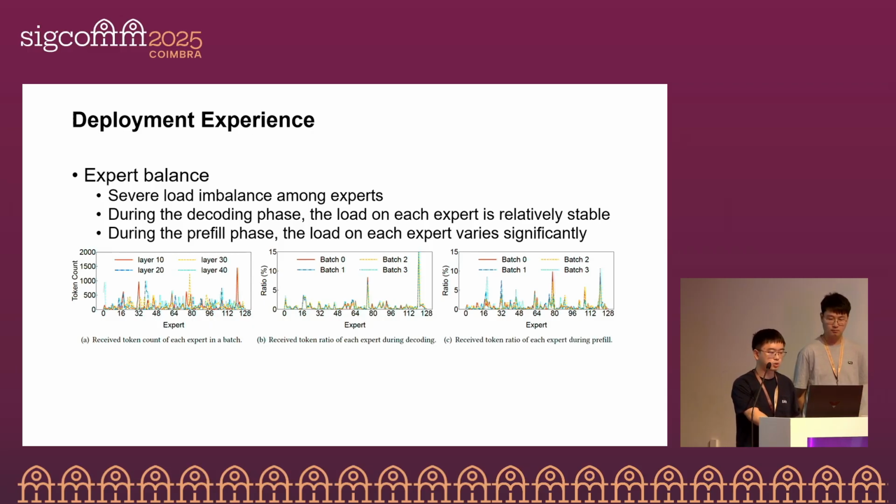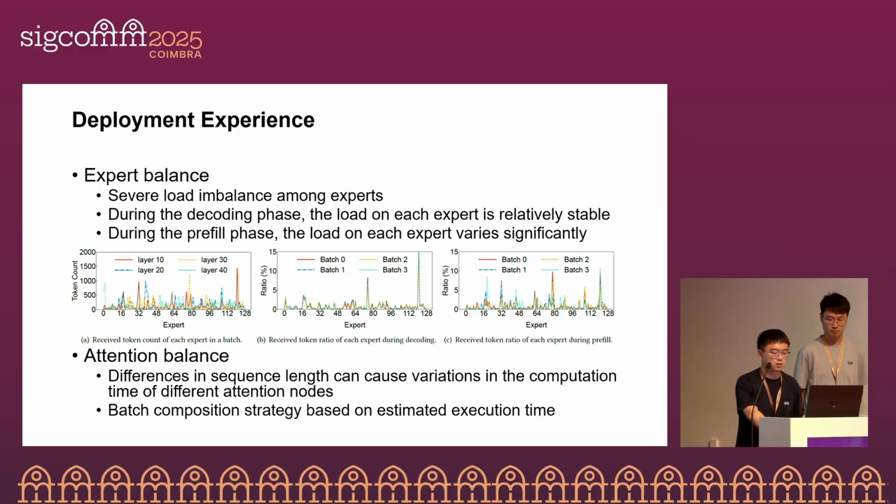Additionally, we found that during decoding, the expert load is relatively stable, and hot versus cold experts do not change quickly. But for prefill, the expert load fluctuates significantly. Therefore, the prefill phase needs a more dynamic and flexible distribution strategy for the experts and tokens.